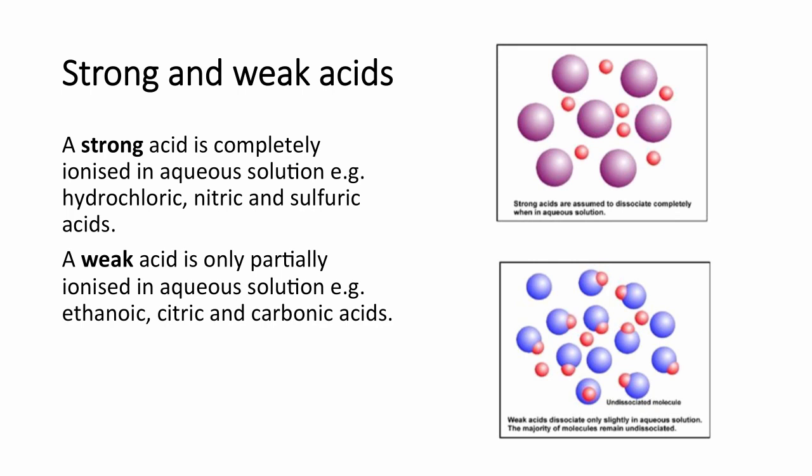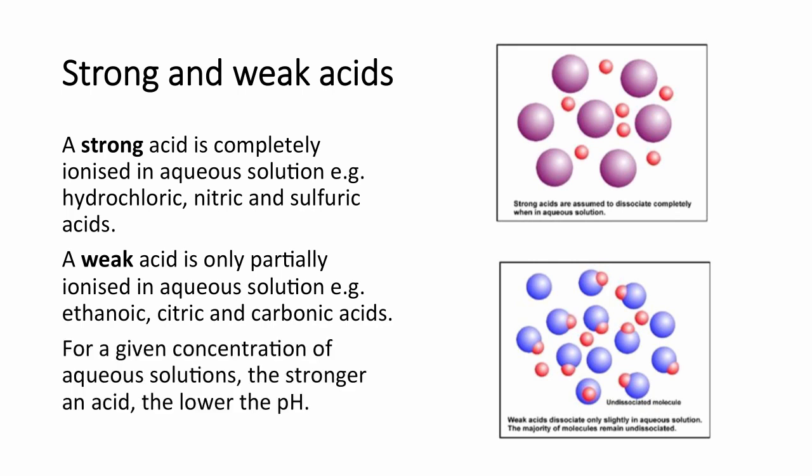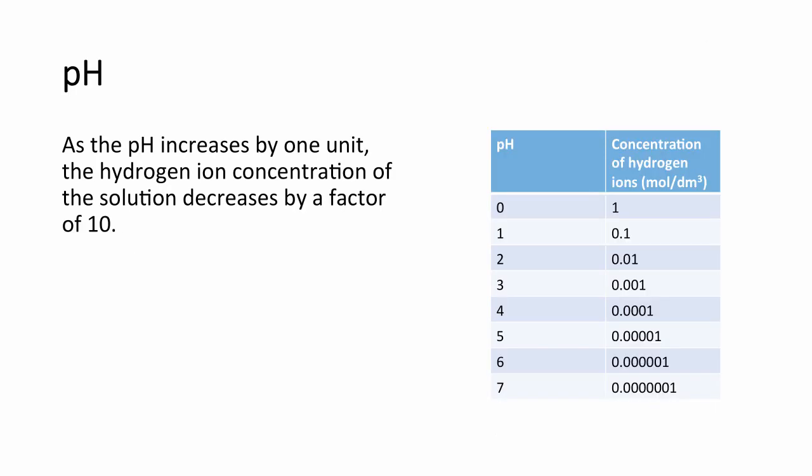This represents a weak acid because they have only partially dissociated. For a given concentration of aqueous solution, the stronger the acid, the lower its pH. On the pH scale, as the pH decreases by 1 unit, the concentration of hydrogen ions increases by a factor of 10.